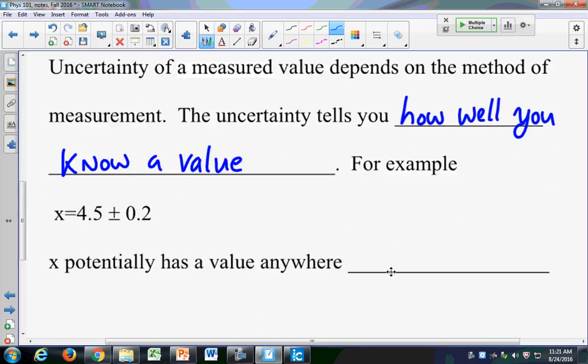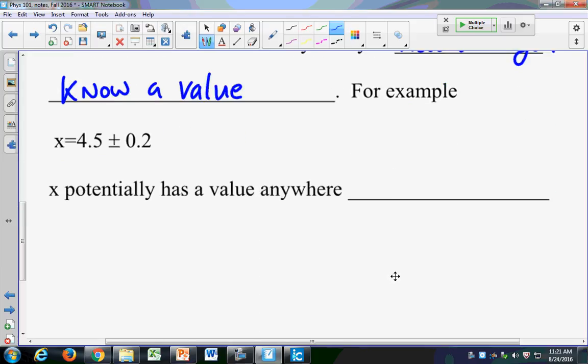So take, for example, I have this measurement for X, which is a position, and I measure it to be 4.5. But by my method of measurement, I have a certain amount of uncertainty, 0.2. That means that X potentially has a value anywhere between 4.3, that's 4.5 minus 0.2, to which value? 4.7. And we'll assume that it's equal probability between those values. That's not really true. It's actually more probable for it to be at 4.5, and then it sort of falls off as a Gaussian. But if you go on to grad school, you might take classes on error analysis where you get all into that.